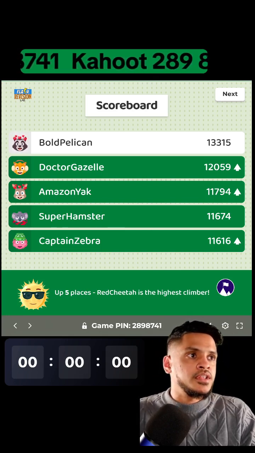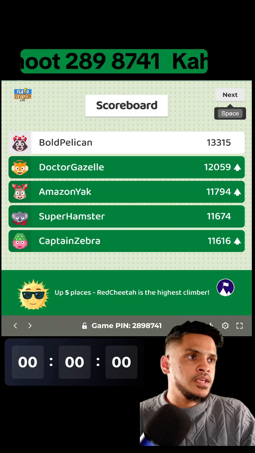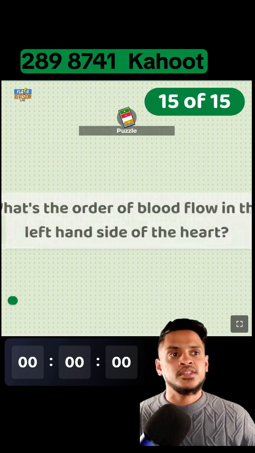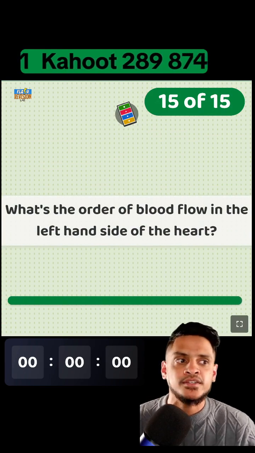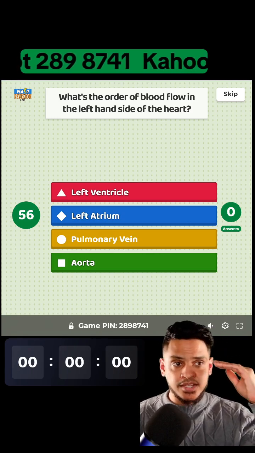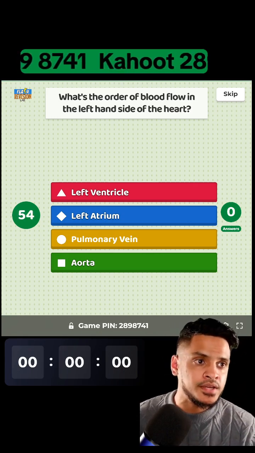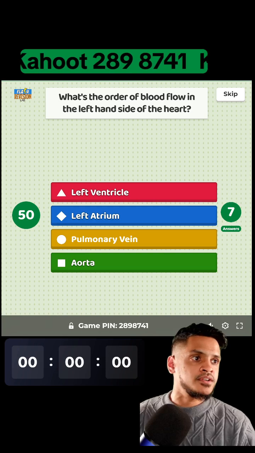All right, on to the last one. After this, let's do some chemistry questions for a few minutes. Ready? Puzzle, put these in the right order. The order of blood flow in the left hand side of the heart. Top is where it comes in, where the blood comes in, and bottom is where the blood leaves. What is the correct order here? Let's see how you guys are doing.